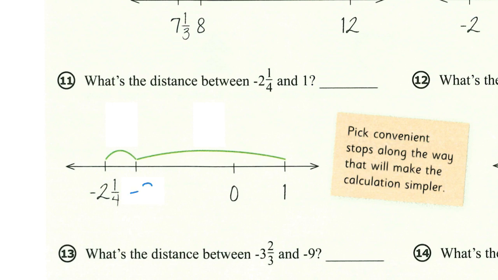In number 11, I'm going to put -2 right here. This distance is going to be 1/4. From -2 to 1 is 3. So my total distance here is 3 and 1/4.